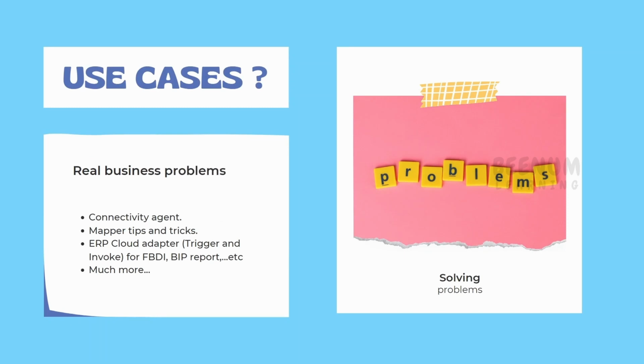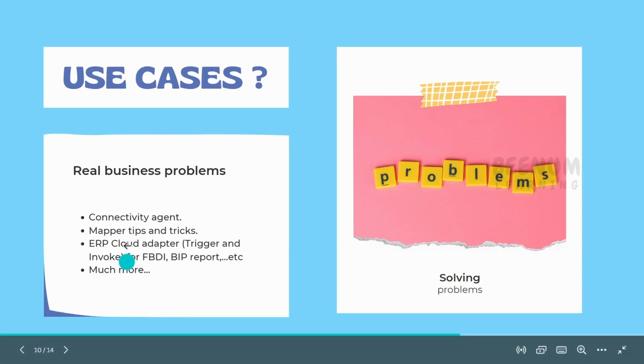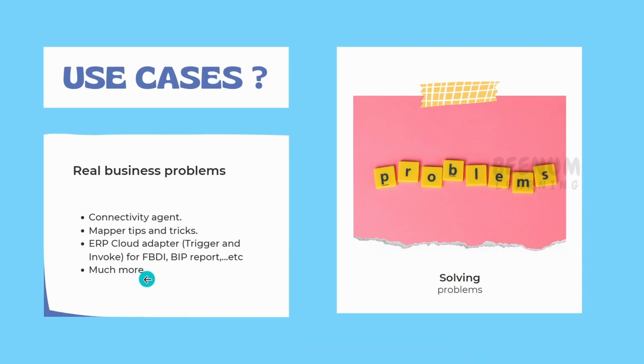Coming to the use cases. Solving real business problems is the actual need of using the integration platform. As part of this course, we are going to learn a few of these, and we will add much more in the coming months. We are going to learn how to install the connectivity agent. We will explain how to install this agent in an on-premise environment, but you can use a similar concept to install the connectivity agent in virtual machines on the cloud or off the cloud. You can use any virtual machines on the cloud, not only Oracle, any cloud vendor.